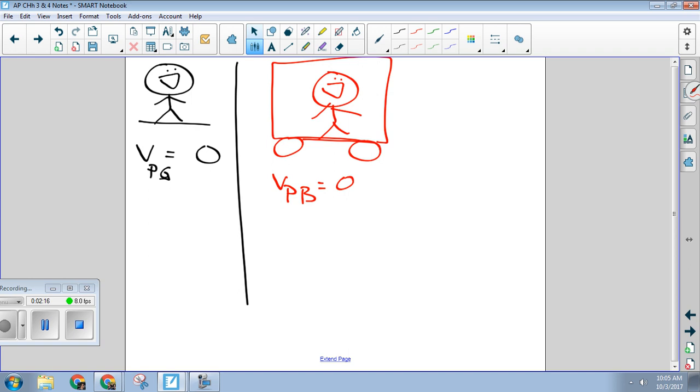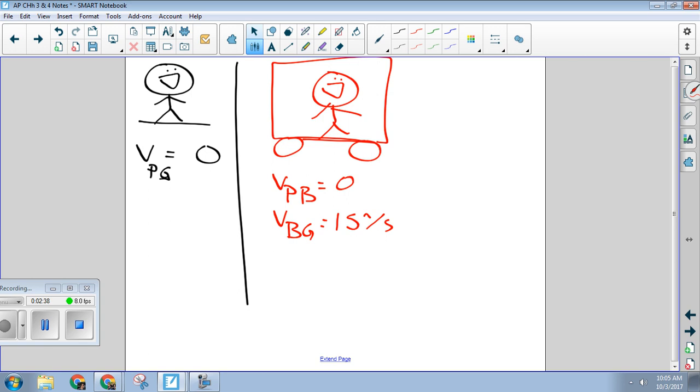Follow? All right, so if the velocity of the bus relative to the ground is, I'm going to make up a number, say 15 meters a second, then that means that the velocity of the person relative to the ground is 15 meters a second.